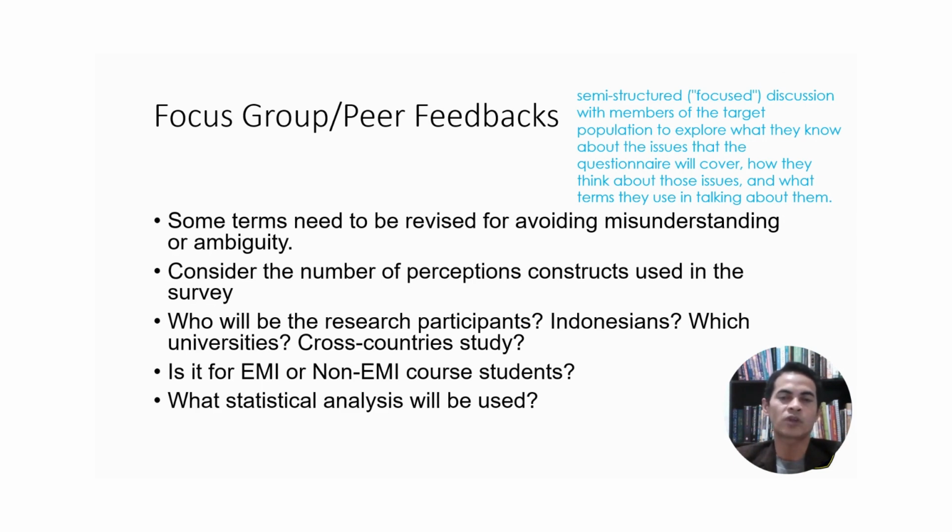The third one is I conducted a focus group discussion. Here, from the focus group discussion, I found that some terms need to be revised for avoiding misunderstanding or ambiguity. And I think I should consider the number of perception constructs used in the survey, and also who will be the research participants: Indonesians, which universities, cross-countries study. So is it for EMI or non-EMI course students? But I think the scale should be for both EMI and non-EMI. So I could look at how the non-EMI students' perceptions about EMI, whether they will prefer to take EMI, or the existing EMI students, whether so far after taking EMI for some time, they have different attitudes toward EMI, and what statistical analysis I will use for analyzing my data.